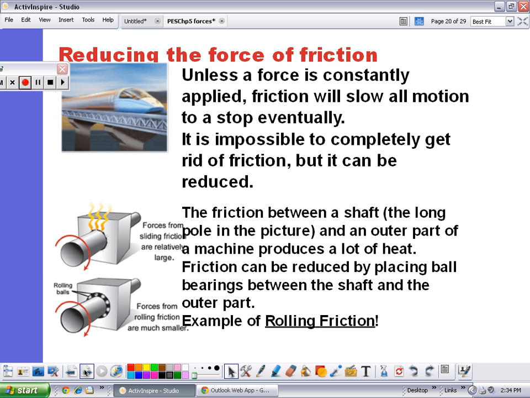You can also reduce friction by using gases or fluids like we talked about with fluid friction, when we talk about oils and maybe greases and things like that.